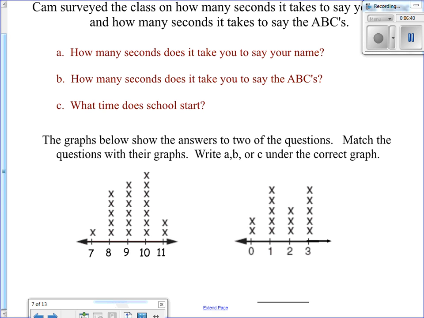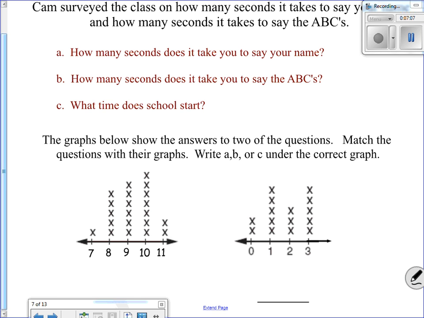So if I'm counting A, B, C, D, E, F, G, H, I, J, K, L, M, N, O, P, Q, R, S, T, U, V, W, X, Y, Z. Okay, so that took me more than 3 seconds. Okay, then we said, what time does school start? So let's see which one of these could work. First of all, school starts right around 8 or 7:30 to 8 o'clock. Okay, 7:30 to maybe 8:30 at a typical school.